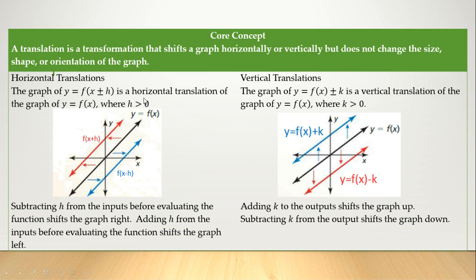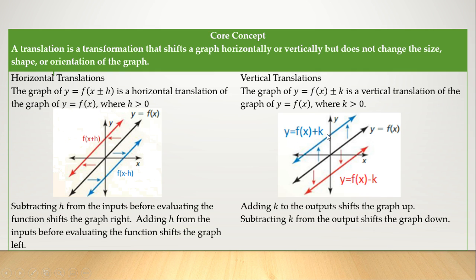Okay, now also notice the difference between what creates horizontal translations and what creates vertical translations. Now the difference is where this new number is occurring. In here, we were adding or subtracting it from the input. In other words, it was happening inside these parentheses. Whereas for the vertical, we're adding or subtracting just to the output. We're adding or subtracting it to the whole function.